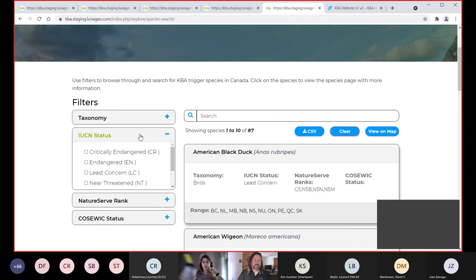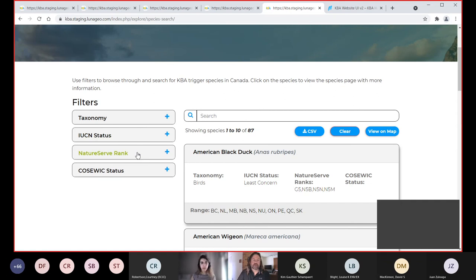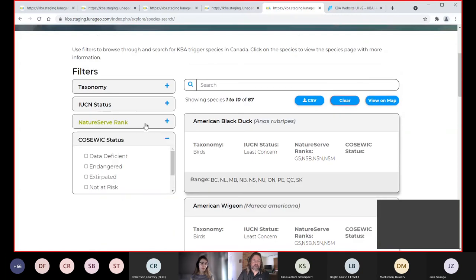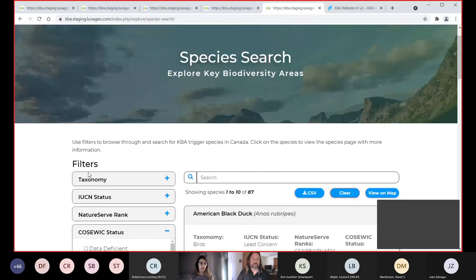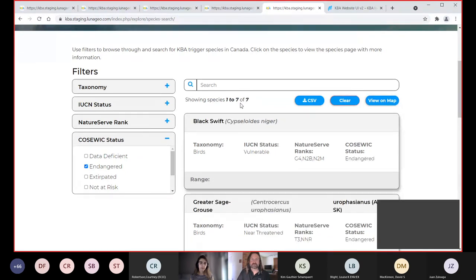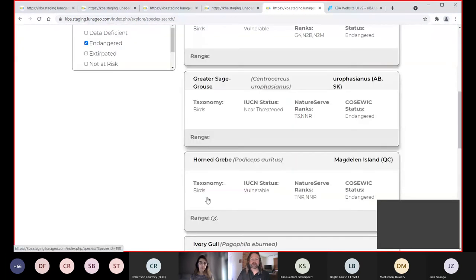Similarly, I could search only for particular types of globally listed species according to the IUCN Red List. I could search by NatureServe ranks. I could search by status, etc. And again, if I did endangered, it gives me 7 records. And there are the records, there are the birds.